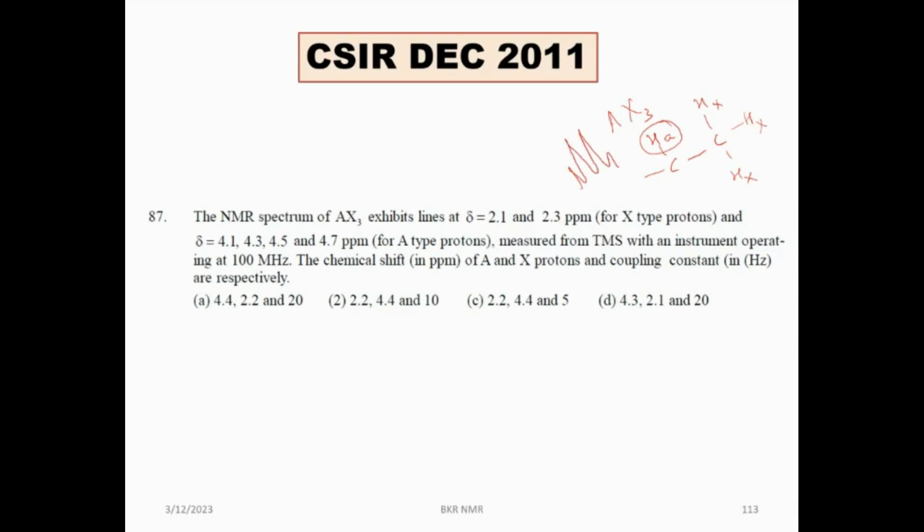What about X? X பக்கத்துல neighboring எத்தனை proton இருக்கு? I have only one proton, therefore X will be split as a doublet. Okay. இப்போ என்ன சொல்லிருக்காங்கன்னா X proton ஓட value 2.1, 2.3 delta value. A க்கு என்ன கொடுத்திருக்காங்க? A is given as 4.1, 4.3, 4.5 and 4.7.